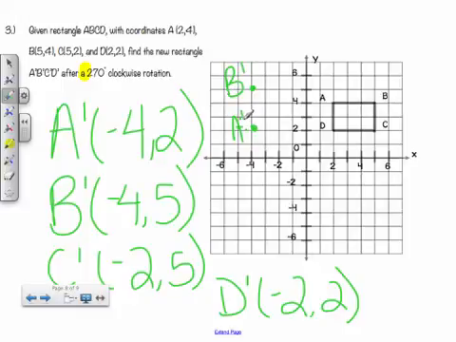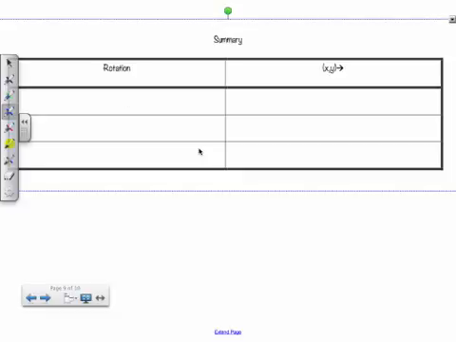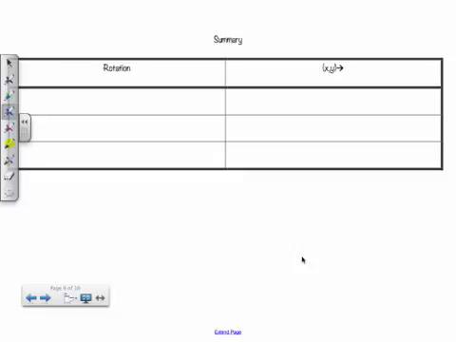C prime was -2, 5, so I'll put my C prime right here. And then D prime was -2, 2, so I'll put my D prime right there. And then I can connect my dots to get my new rectangle. And that's how you do rotations. Hopefully you guys understand the process of doing a rotation. Next time I see you in class, we will go over this chart right here, and we will also go over our 3 properties really quickly, just to make sure you guys are okay with rotations.